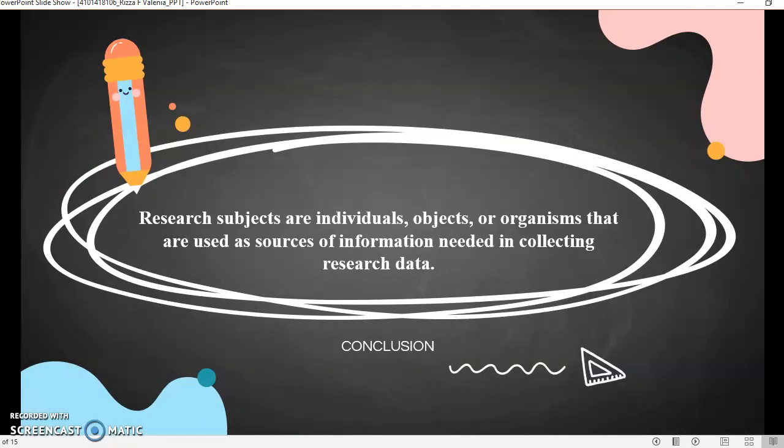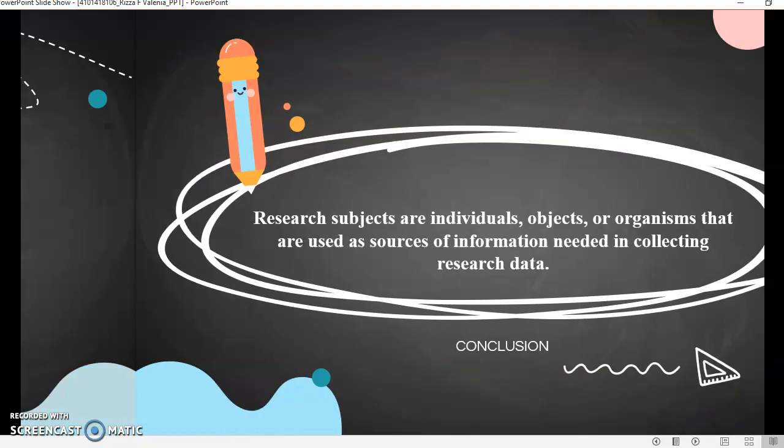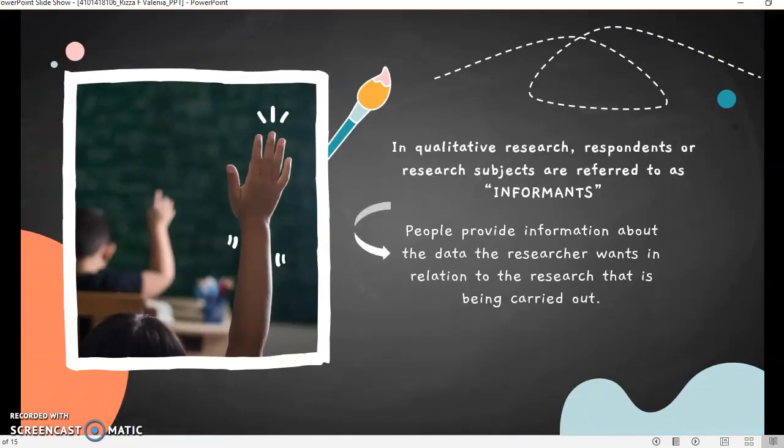So we can conclude that research subjects are individuals, objects, or organisms that are used as sources of information needed in collecting research data. Okay, in qualitative research, respondent or research subject are referred to as informant. Informants are people who provide information about the data the researcher wants in relation to the research that is being carried out.